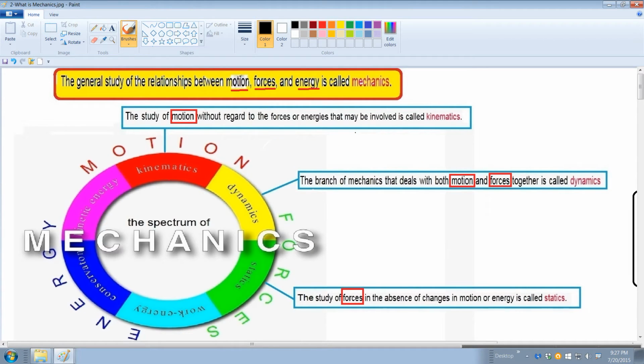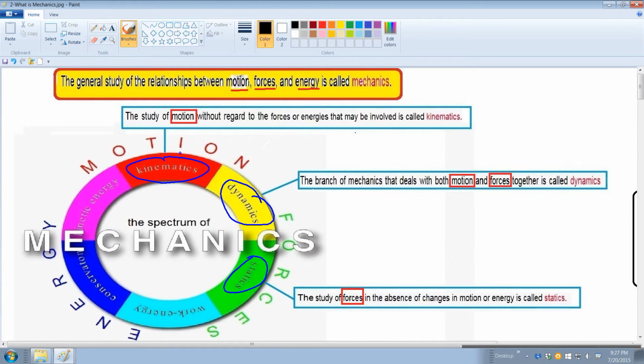I already mentioned there are kinematics, dynamics, and statics. And then there's also the energy portion, which is talking about the total mechanical energy of an object, which is the kinetic energy and the potential energy of it. So this whole circle entails different aspects of mechanics.